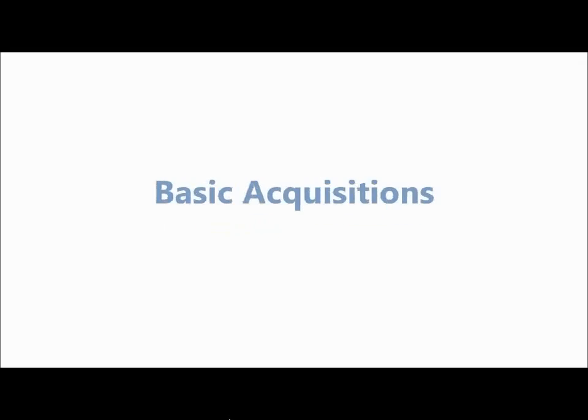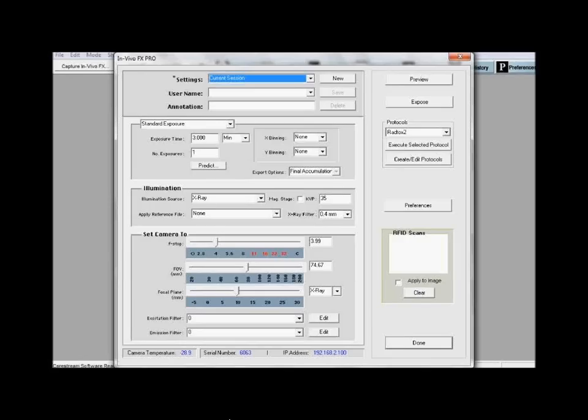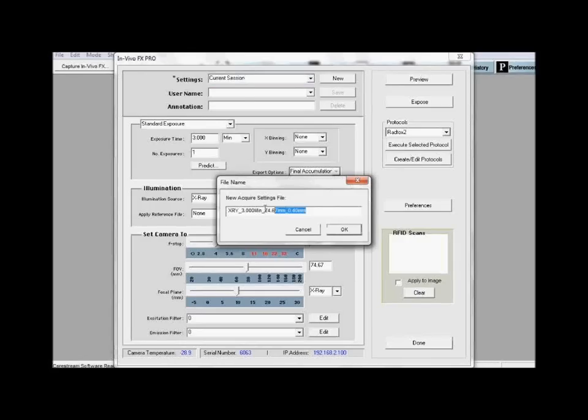We will use the CMI mouse target that is provided with the In-Vivo imaging tutorial to demonstrate the process for programming X-ray and fluorescent acquisition protocols. We have launched the capture setting menu from the Capture In-Vivo FX button. We need to first generate a capture setting for the individual modalities to be included within a protocol. In this case, we'll generate an X-ray setting first.